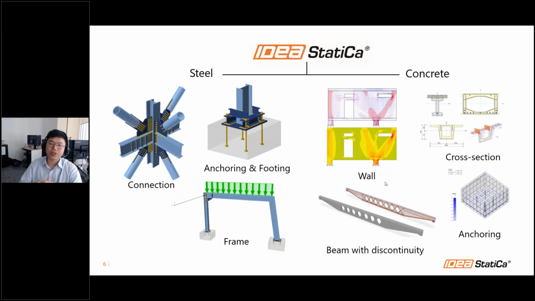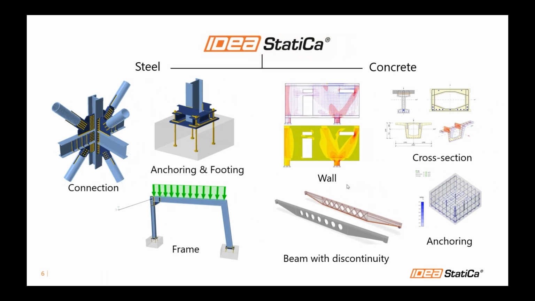Yeah, so I just want to introduce our software IDEA StatiCa. Basically, our software is comprised of two major components here, I would say. On the left side, you can see there's a steel part, which we can design connection, anchoring, footing, and frame. And on the right side, we have concrete, where we can design wall, cross-section, beam discontinuity, and of course, anchoring with the rebar consideration. And this is a non-exhaustive list. Actually, this is just some of our capabilities. We can do more than what is listed here.